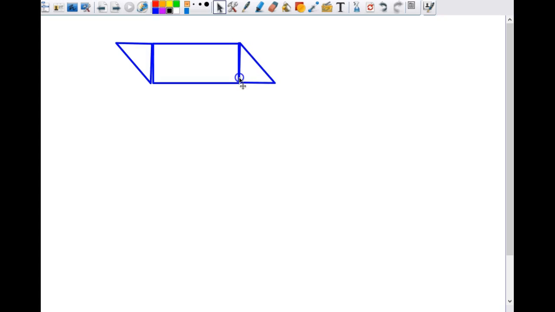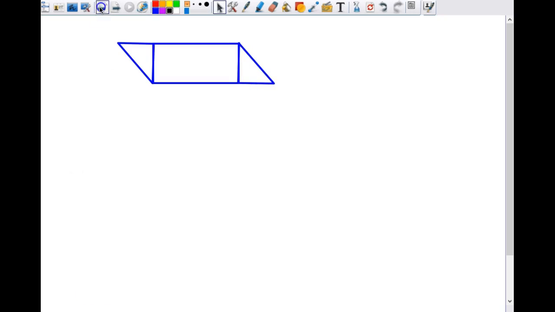What if we took this side and just moved it right here? That's a rectangle. What's the formula for finding the area of a rectangle? It's base times height. So the formula to find this is still going to be base times height, even though it looks like this. Okay?